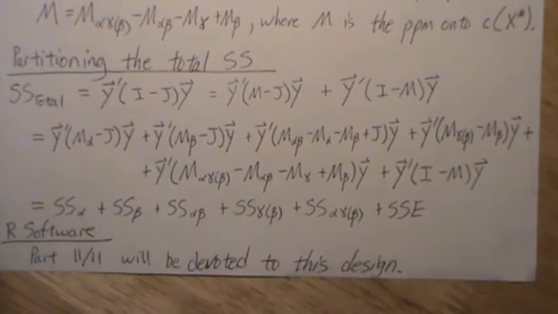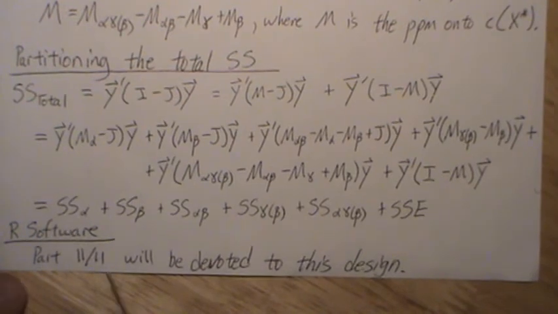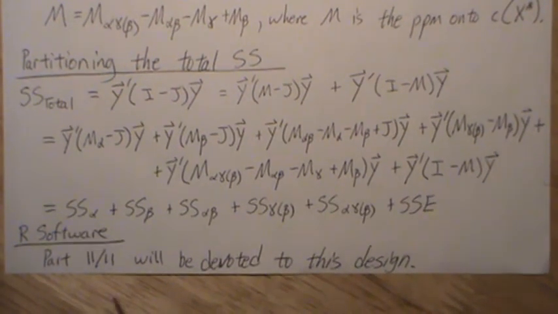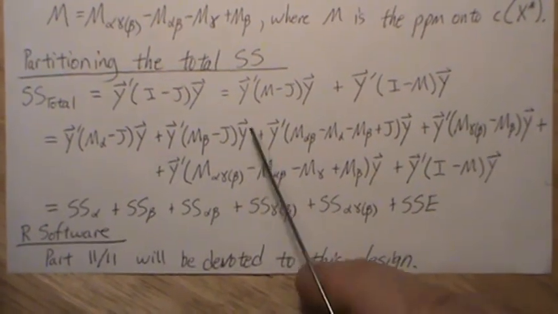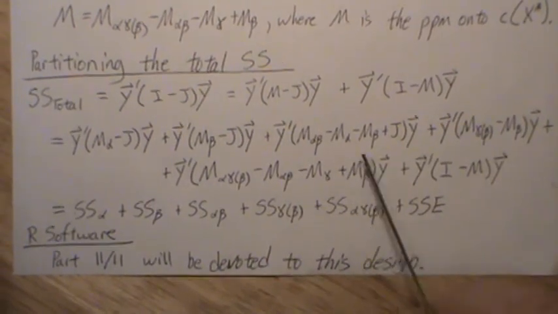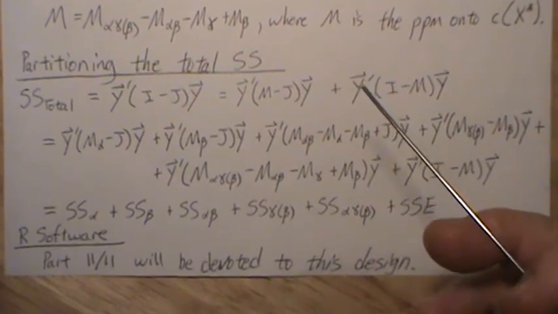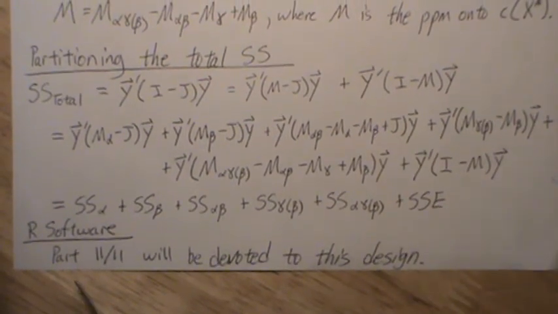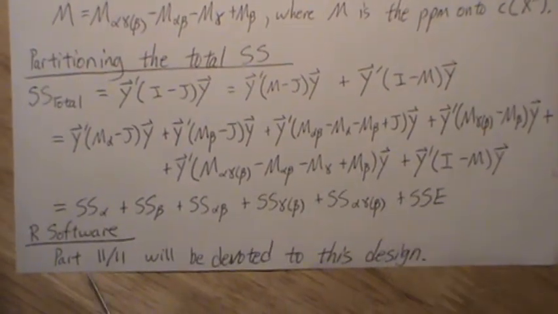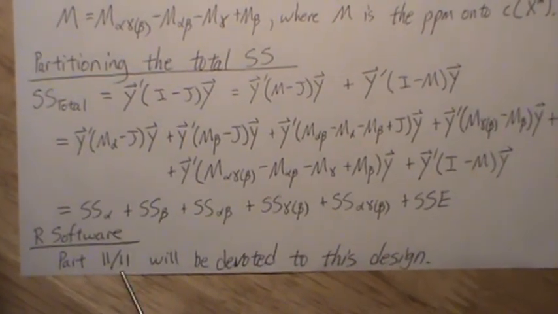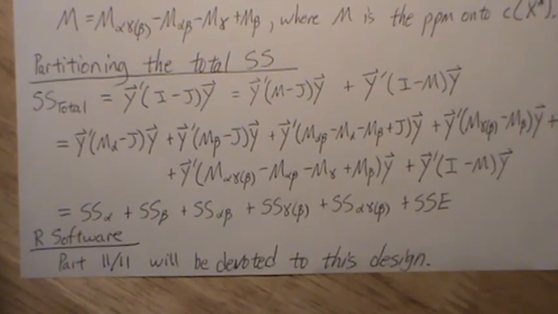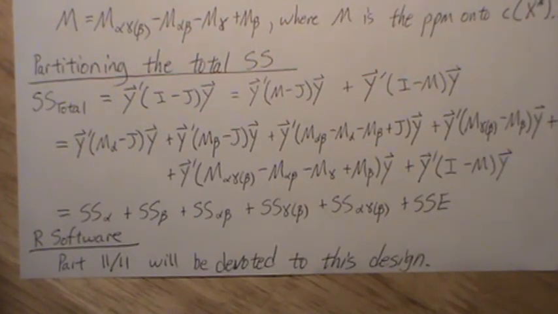And to me, that's just so mind-boggling when we're going to illustrate this design in our software. So when we calculate these crazy matrix multiplications, it's going to equal exactly what R puts out. And anyway, I just find that so fascinating. This particular one will be illustrated in part 11 of 11. Now part 10 will illustrate the two-stage nested design.